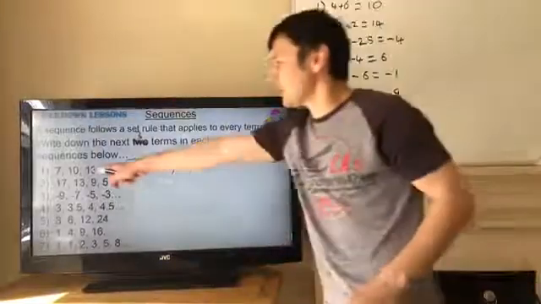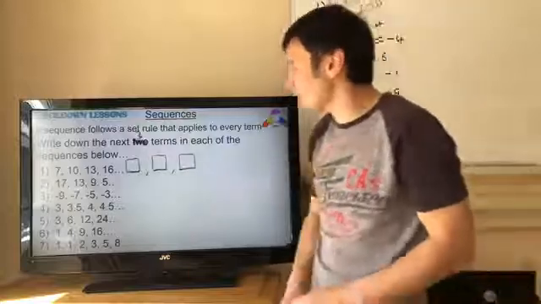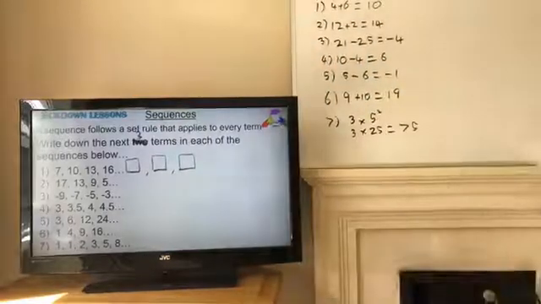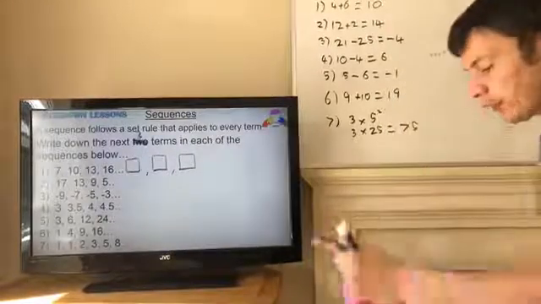Okay, so we're just finishing the sequences off. You've got 4 numbers out. I want the next 3 in each one, the next 3 numbers in each of those sequences. Please let me know if you need any help.